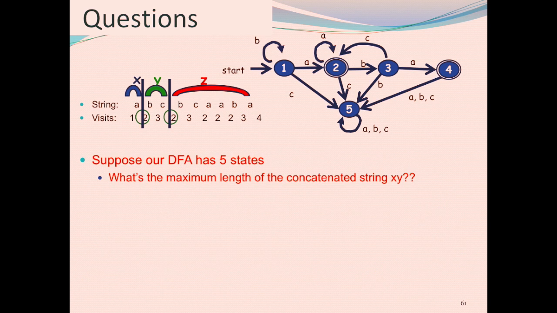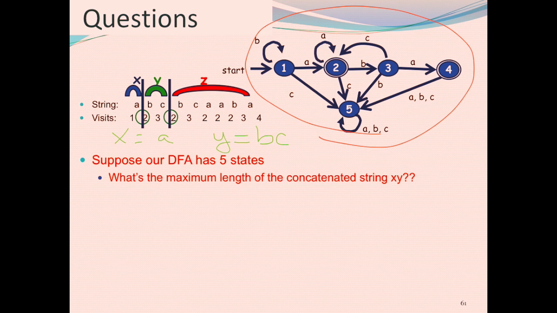Okay, so here's another question for you. Suppose my DFA has 5 states, right? Like our example here. What's the maximum length of the string where I concatenate X and Y together? So in this case up here, we've got X is just an A, and Y is a BC. So XY together is the string ABC, so the length of XY is 3, right? I want to know, how big can XY get if it's at its biggest?